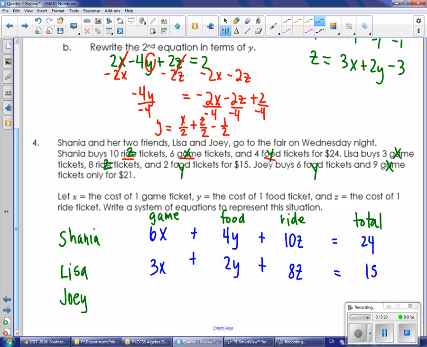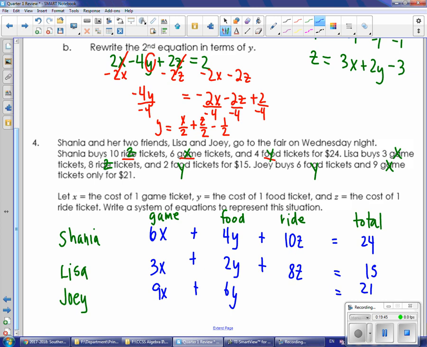And lastly, Joey buys 6 food tickets, so that's 6Y. And 9 game tickets, so that's going to be 9X. And I know that Joey spent a total of $21. And there are your 3 equations. So just pay attention to the order that the expressions are written.